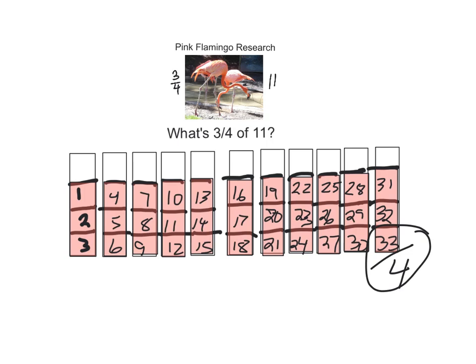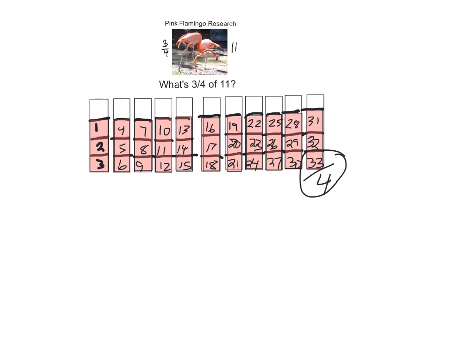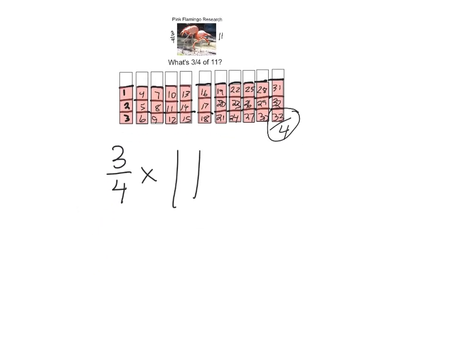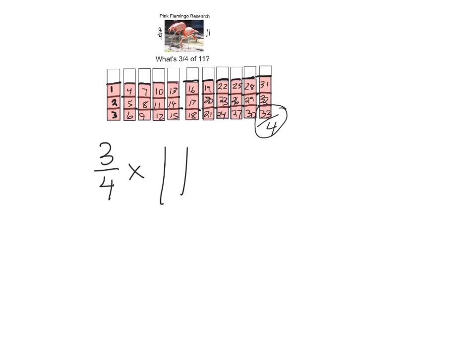All right, let's take a look at the algorithm now. So I'm going to simply rewrite this as 3/4 times 11. Now, the reason I'm doing that is I got 3/4 of 11, and of means times. So the first rule is with multiplication that you have to rewrite the whole number as a fraction. So I'm going to put 11 over 1 because I have 11 wholes.